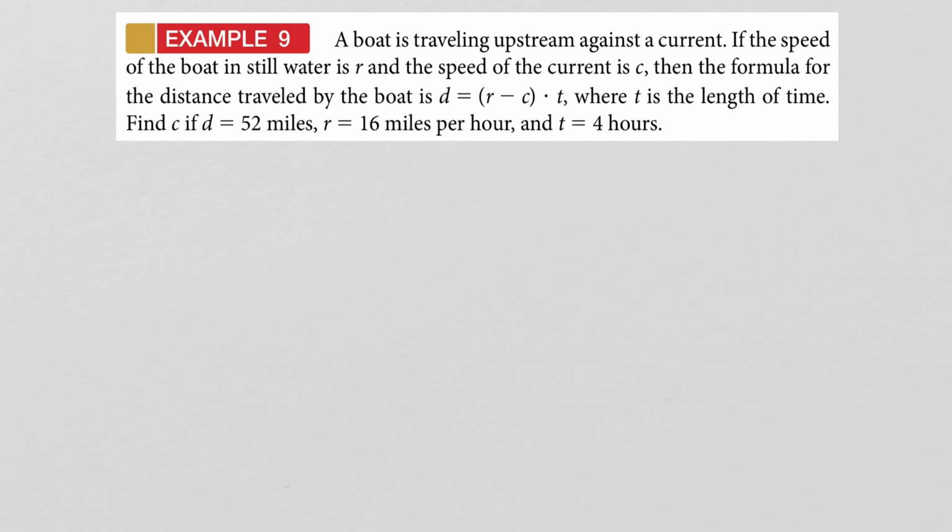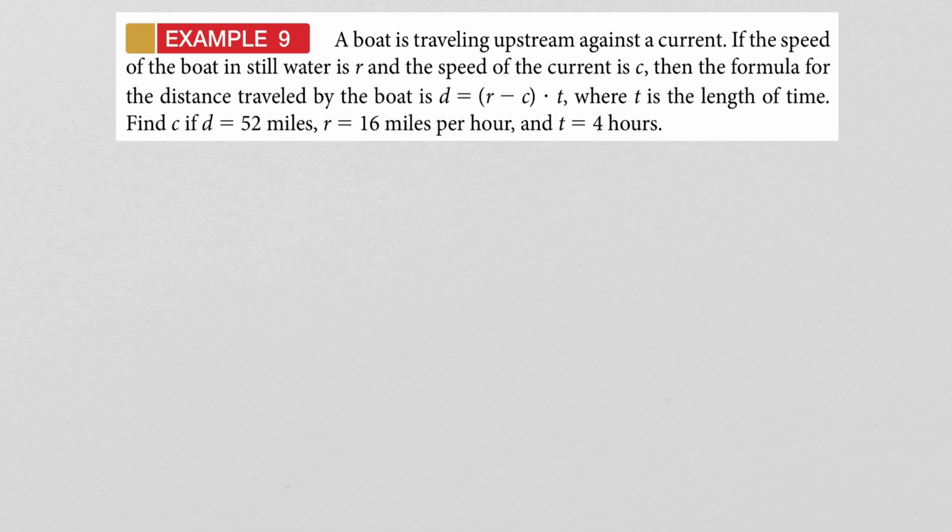Our next example is an application. Suppose we have a boat is traveling upstream against a current. If the speed of the boat in still water is r and the speed of the current is c, then the formula for the distance traveled is distance equals r minus c times t, where t is the length of time. Now in this problem, we just want to solve for c if we know that d is 52 miles, r is 16 miles per hour, and the total time is 4 hours.